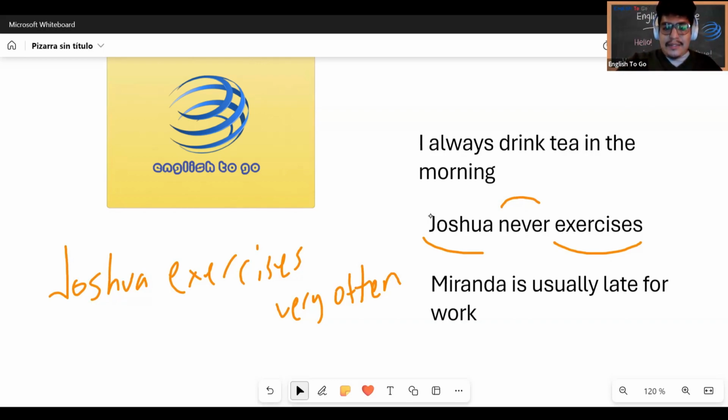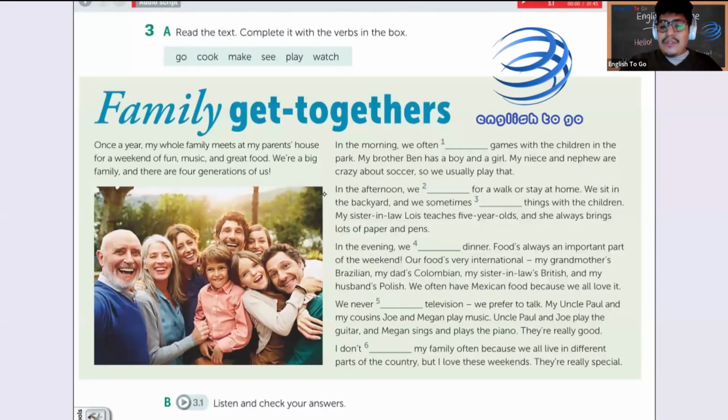Let's see the text. I don't see my family often. Wonderful. Can you see something different from this sentence to the previous one? It is a negative sentence. Maybe that influences the form I am using of often.